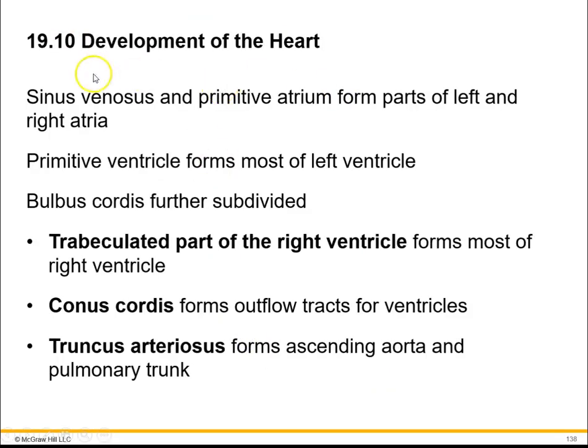All right, so what happens to those expansions? Well, the sinus venosus and the primitive atrium are going to form parts of the left and right atria. The primitive ventricle is going to form most of the left ventricle, and then the bulbus cordis gets further subdivided. It becomes a trabeculated part of the right ventricle. It forms the conus cordis, which forms the outflow tracts for the ventricles. And part of it becomes the truncus arteriosus, which eventually gives way to the aorta and the pulmonary trunk.